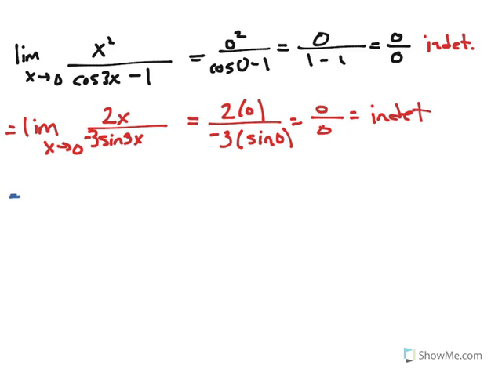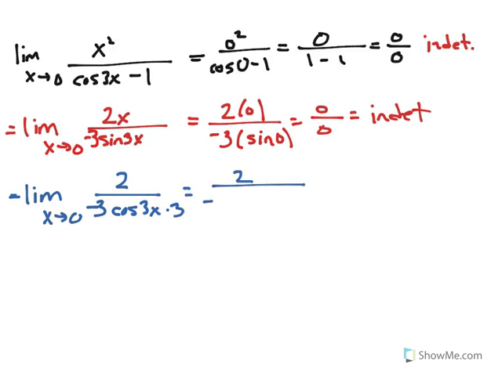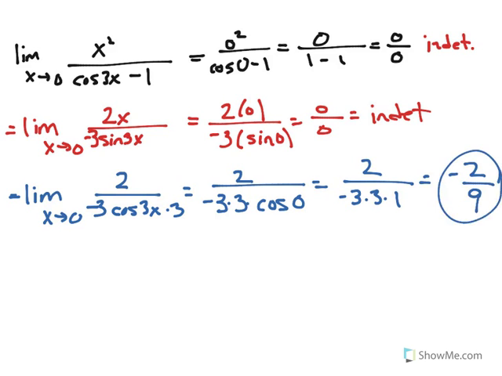Once again, it's indeterminate. Okay, let's try for a third time and see what happens. It equals the limit, I have to keep that word limit going, as x approaches 0 of 2 over negative 3. And the derivative of sine of 3x is cosine of 3x times 3, which equals 2 over negative 3 times 3, just rearranging, times the cosine of 0, which equals 2 over negative 3 times 3 times 1, which equals negative 2/9.